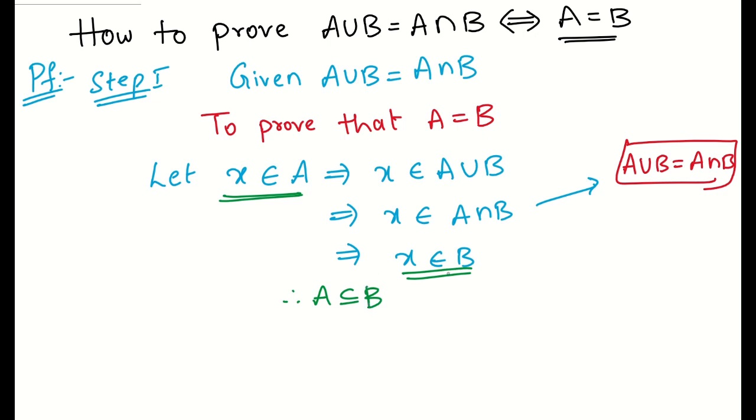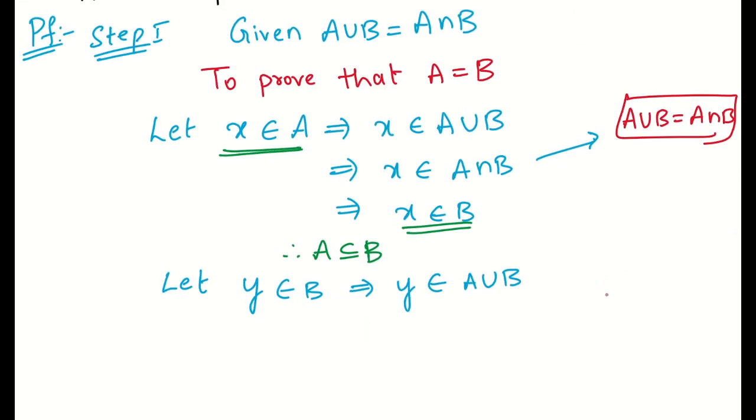Agree? For proving B is a subset of A, what will I do here? I have taken an X element; now let us take a Y element which is in set B. If Y is in set B, then obviously Y must belong to A union B. What is the property we know? A union B, they have given it as A intersection B. Not a property, this is a given statement. So this is given to us.